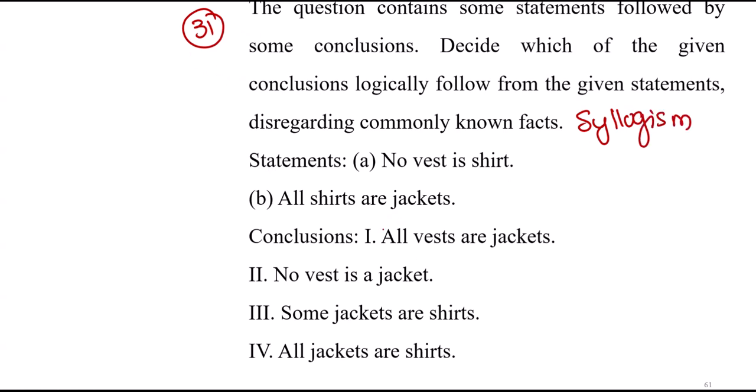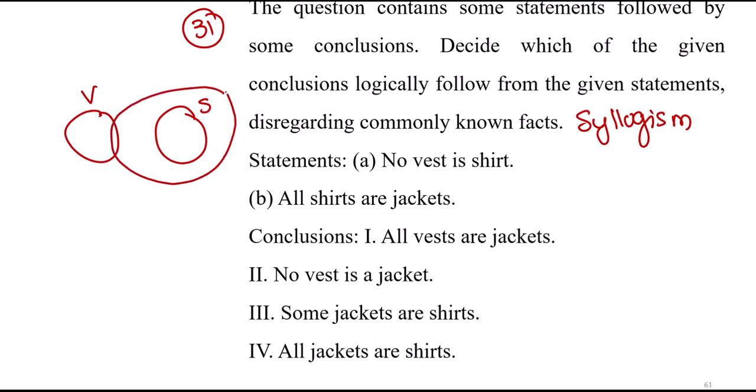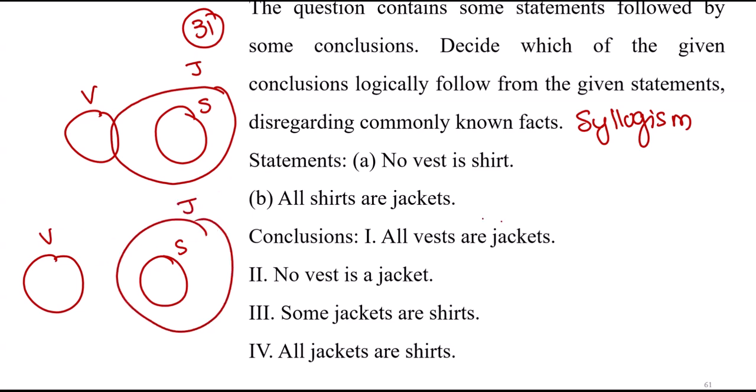Two statements, four conclusions. No vest is a shirt. All shirts are jackets. It can connect. It can be like this. You have to draw all possible diagrams. It can be like this, or it can be like this.